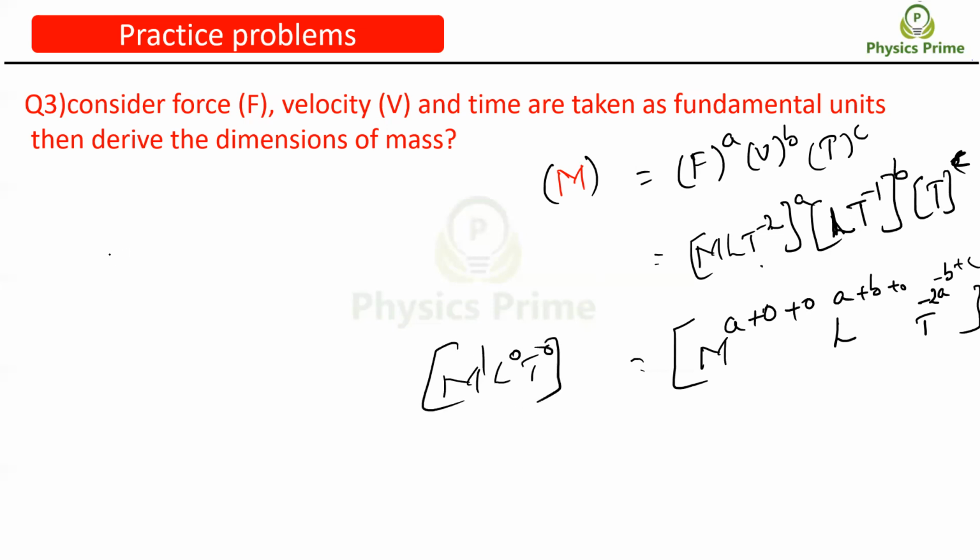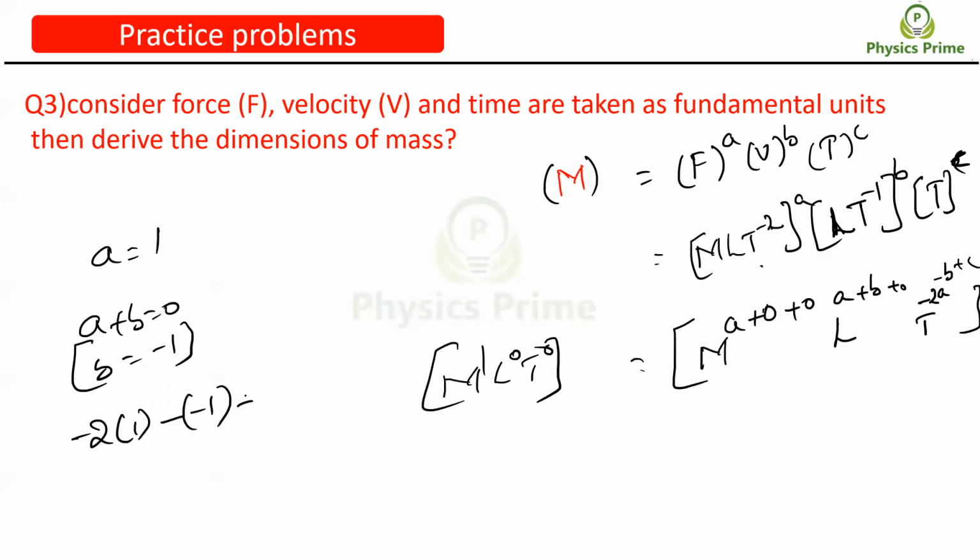Can I write A is equal to 1? A plus B is equal to 0 means B is equal to minus 1. Then minus 2A is minus 2, minus B is plus 1, plus C is equal to 0, so minus 2 plus 1 is minus 1, plus C is equal to 0, so C is equal to 1, right?